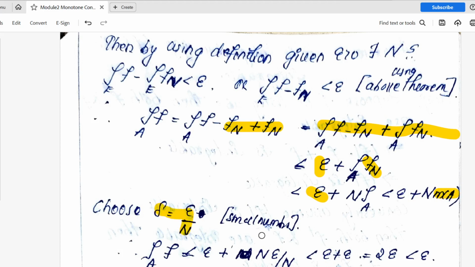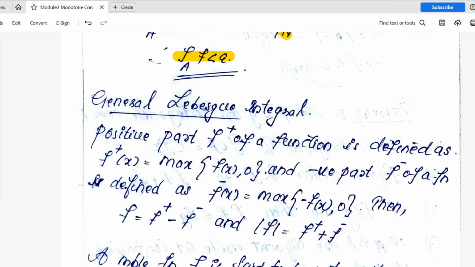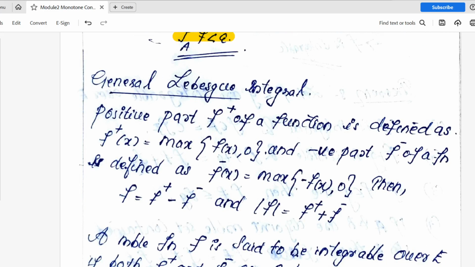Okay, അങ്ങനെ ചൂസ് ചെയ്തു. അപ്പം നെക്സ്റ്റ് സ്റ്റെപ്പിൽ നമുക്ക് measure of A എന്ന് പറഞ്ഞാൽ നമ്മുടെ less than delta ആണല്ലോ, അപ്പോൾ deltaയ്ക്ക് പകരം epsilon by capital N എന്ന് എഴുതി. And N cancelled, less than epsilon ആയി. So നമ്മൾ ഈ delta എപ്പോഴും ചൂസ് ചെയ്യുന്നത് നമുക്ക് epsilon എന്ന ഫൈനൽ ആൻസർ കിട്ടത്തക്കവണ്ണം ഉള്ള ഒരു delta ആണ് ചൂസ് ചെയ്തത്. So we get integral of f less than epsilon. So next you are having general Lebesgue integral.